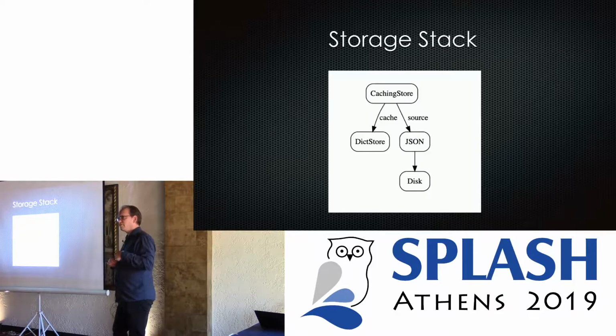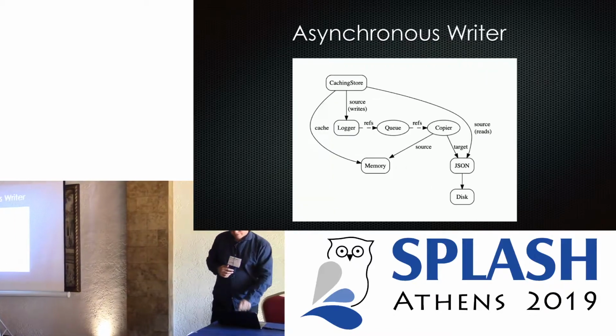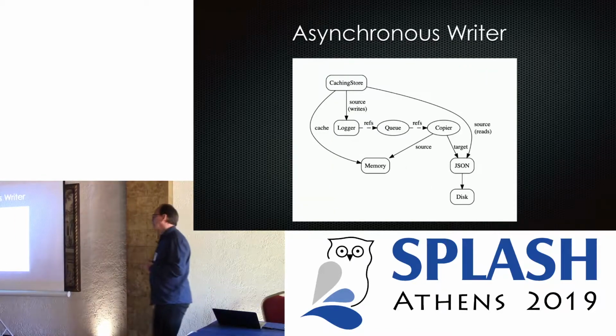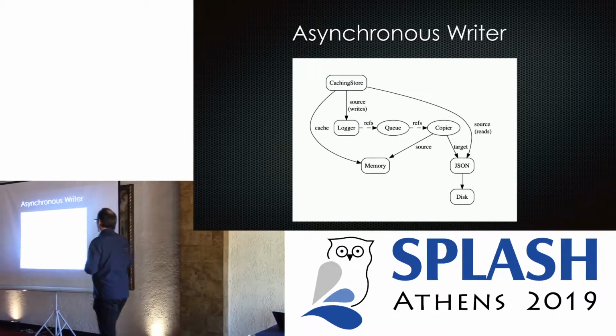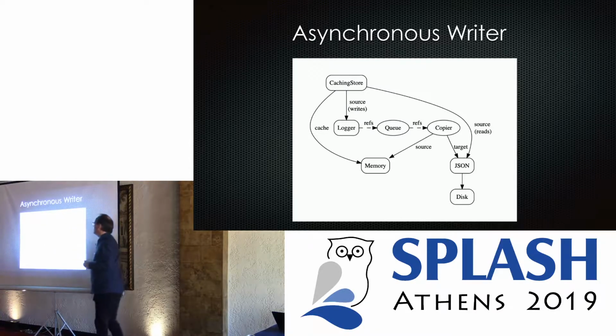One problem with that, of course, is in this formulation, it's synchronous. So writes to memory are going to be limited by disk speed. So in addition, we have the asynchronous store. And there's sort of the same elements. There's the caching store. There's disk, JSON, and memory. And then there's a little bit of magic in between.